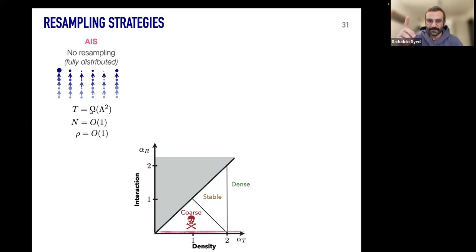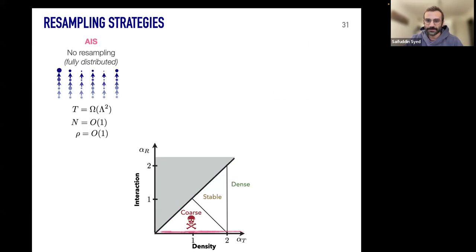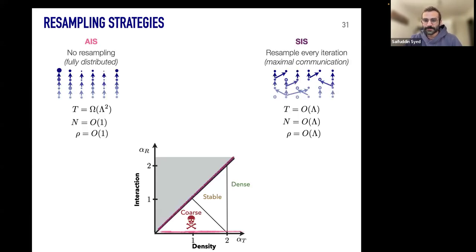You can get a stable normalizing constant estimator with a single particle, and you don't need to have any interaction whatsoever. The other extreme is the case where I am resampling every iteration. So in this case, I'm effectively triggering a resampling event proportional to the number of distributions that I have. So alpha t is equal to alpha rho. And in this case, to achieve stability, this requires meeting this threshold where alpha t is equal to 1.